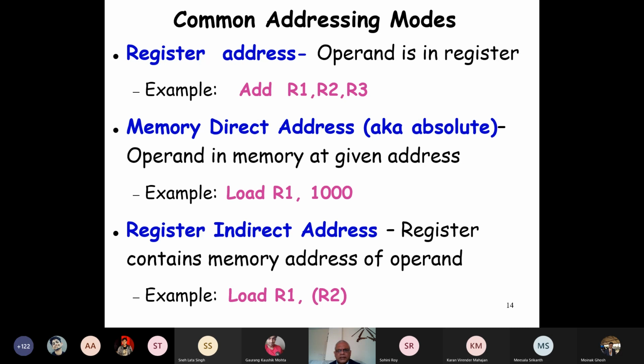The third addressing mode is register indirect address. Here, the address of the memory location is stored in the register. So there is an indirection. We first go to the register, find out the address of the memory location, and then read that memory location and get that to R1. So this is the register indirect address.